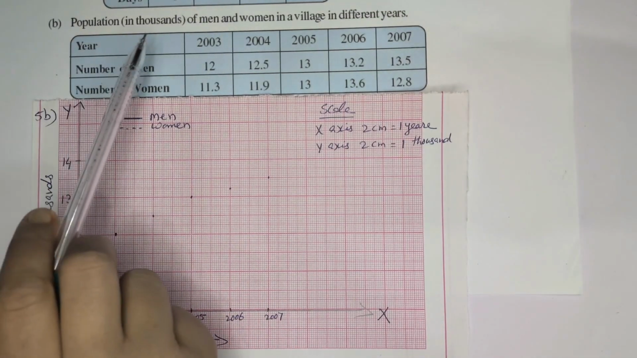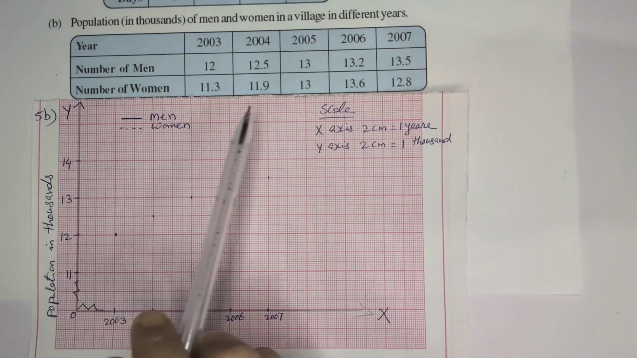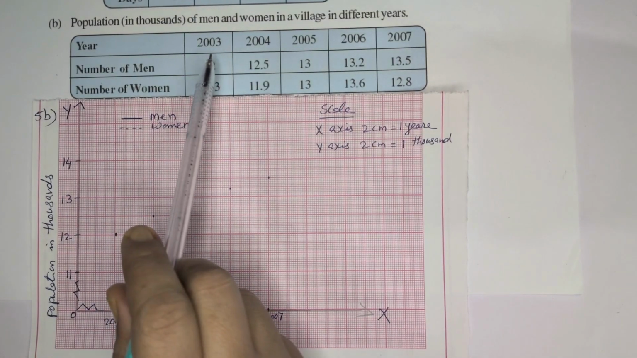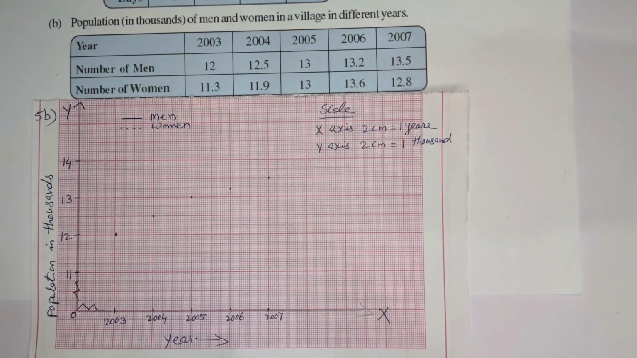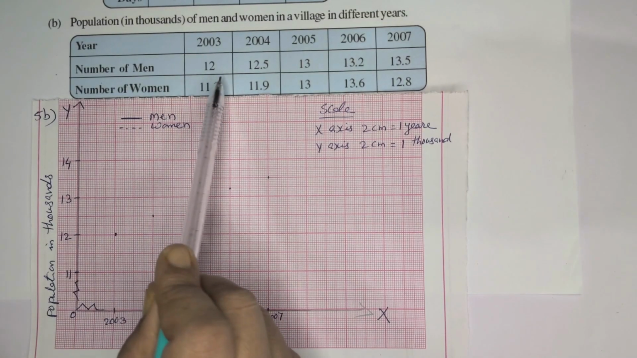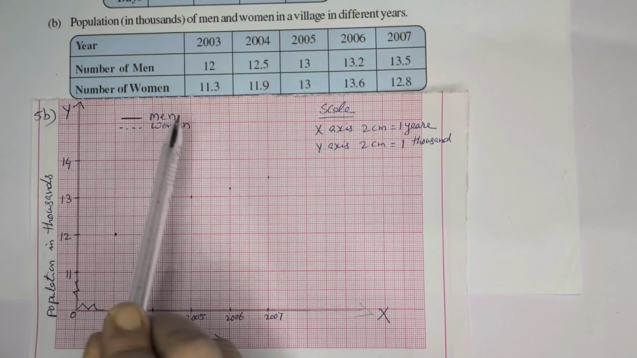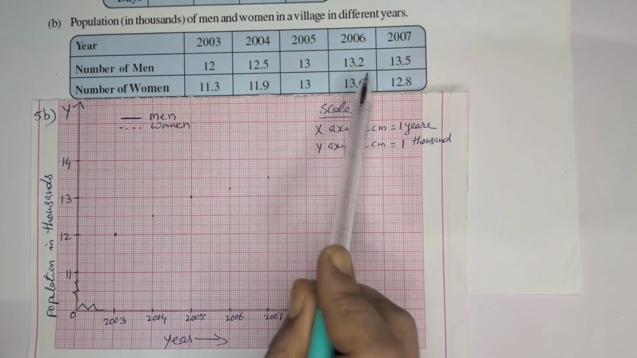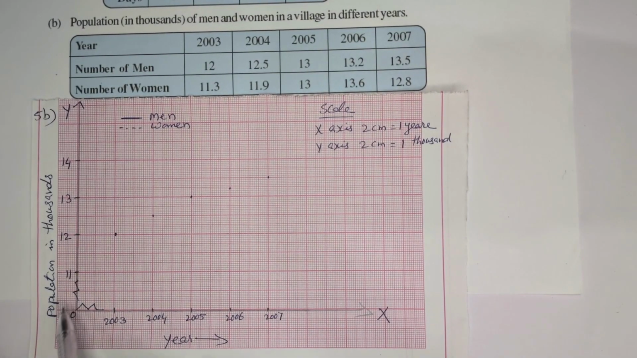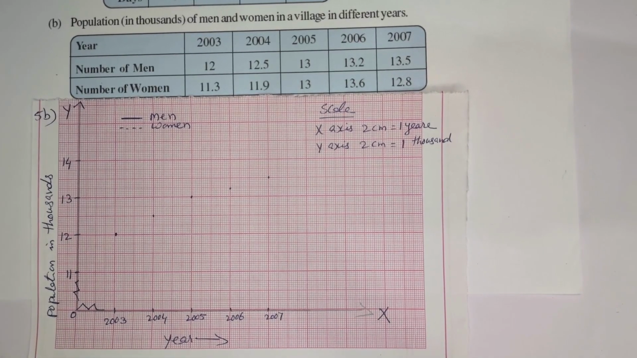5b, the question: population in thousands of men and women in a village in different years. Years 2003, 4, 5, 6, 7. So in the graph we can mark on the x-axis the years 2003, 4, 5, 6, 7. And the population is between 12 and 13.6 thousand, so we can mark the y-axis as 11, 12, 13, 14. This side is population in thousands.